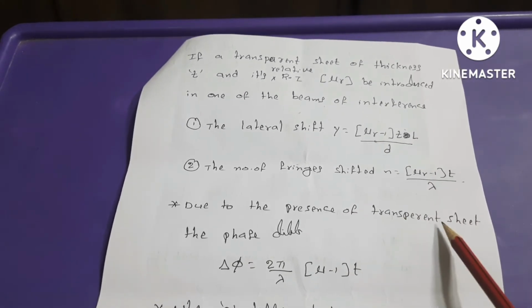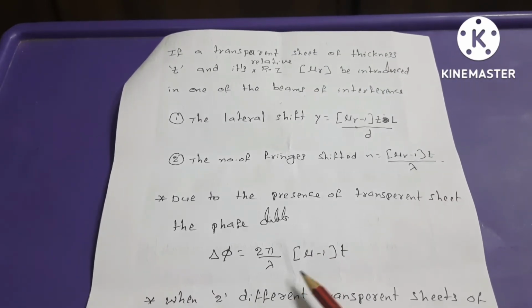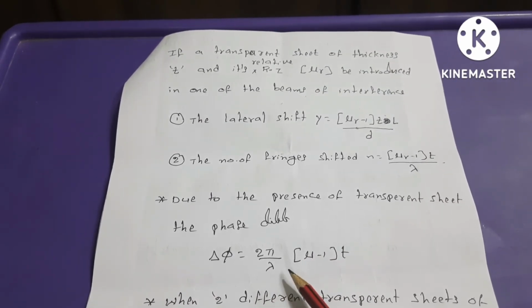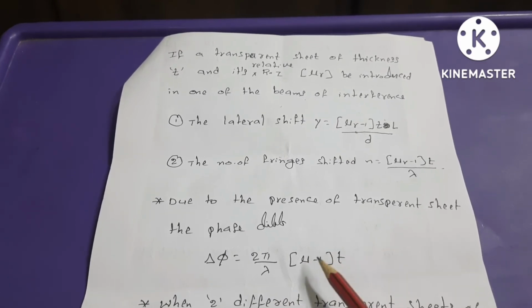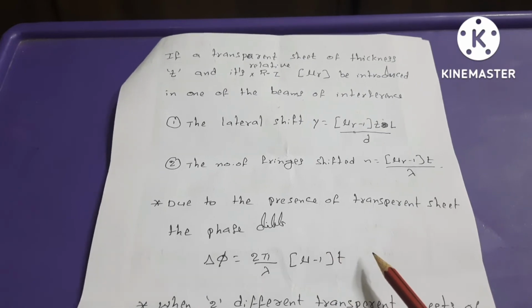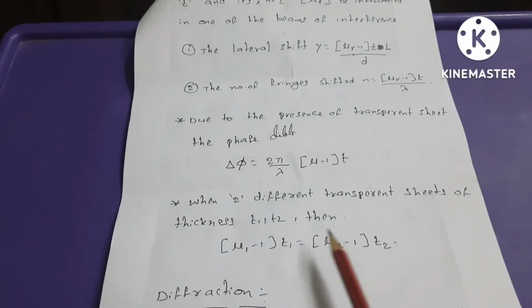Due to the presence of the transparent sheet, what is the phase difference? Previously we gave delta phi equals 2 pi by lambda into delta x, but instead of path difference we write (mu minus 1) into T. So these are also very, very important. Then interference is over. Next thing is diffraction.